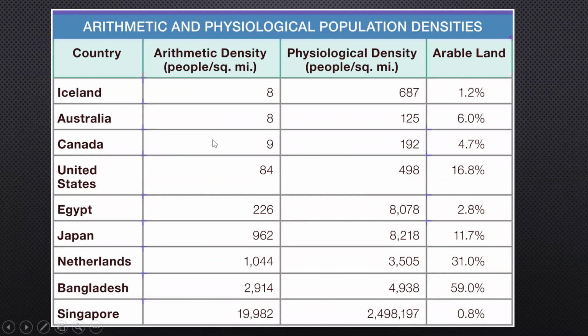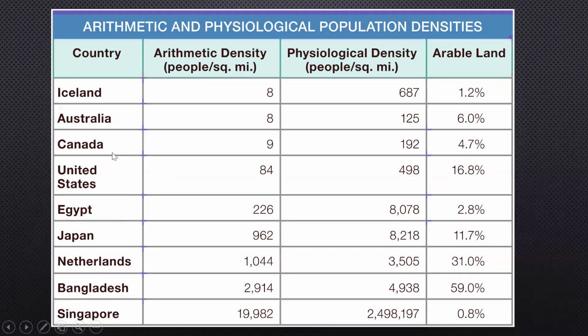You'll see this chart in other slides here, but obviously here it's arithmetic density. We can see a sample of some countries here. Obviously, Iceland and Australia are pretty low. Not many people live in most areas of those countries. Same deal with Canada, just because the further north you go, it's not necessarily a desirable place to live.